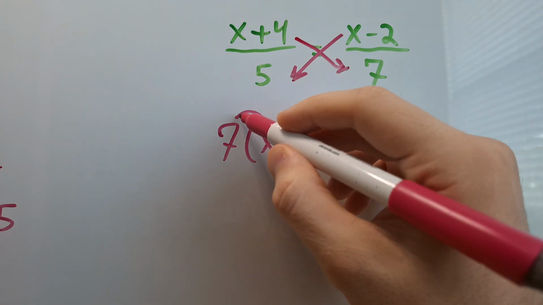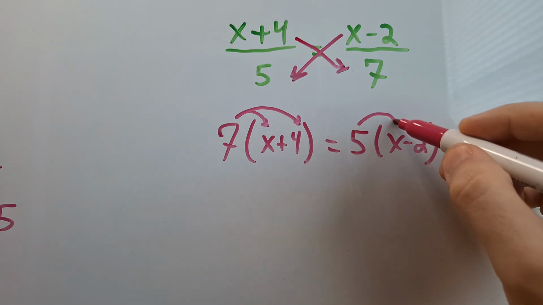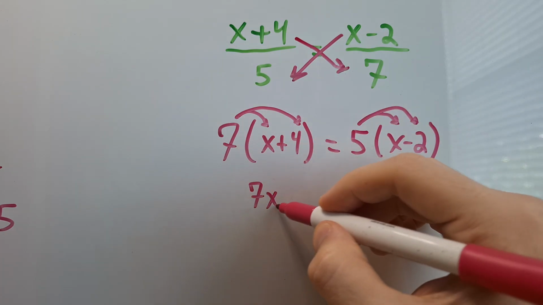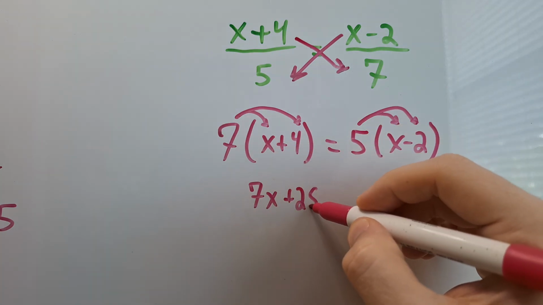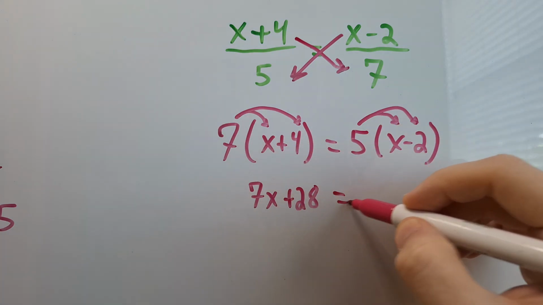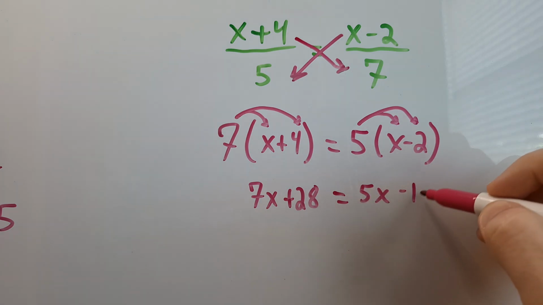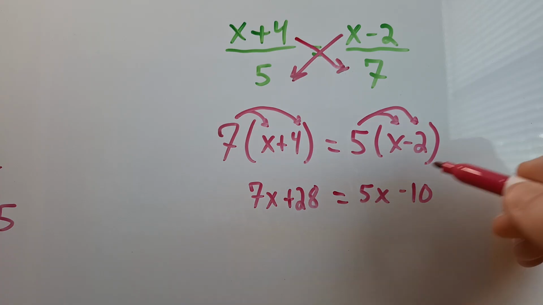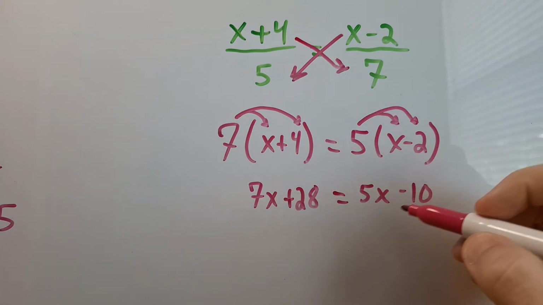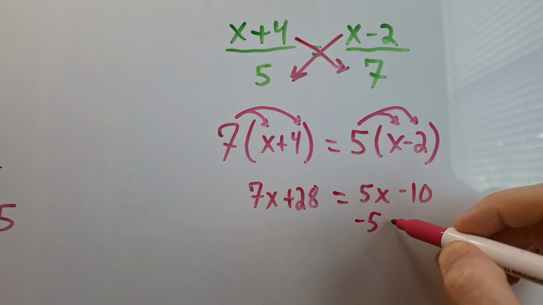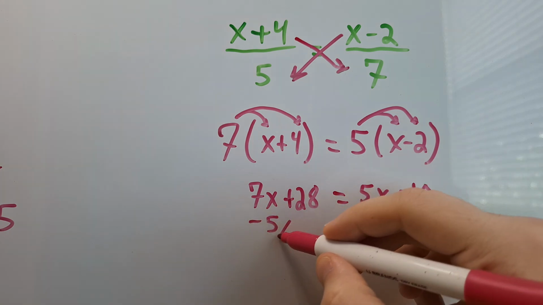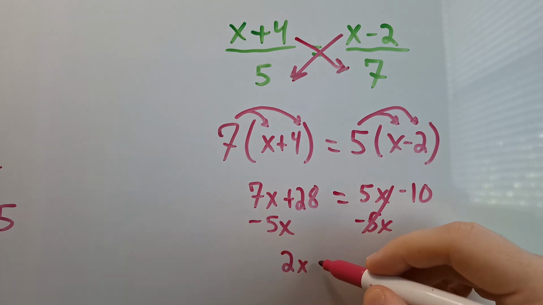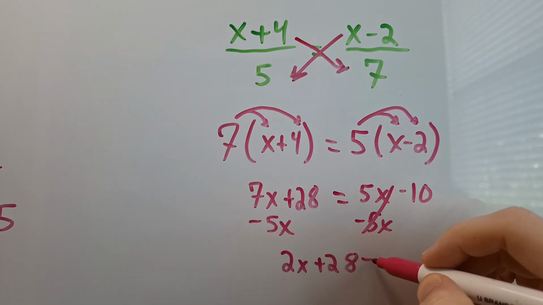Now we distribute. This gives me 7x plus 28 equals 5x minus 10. Subtract 5x, I would do that preferably because I like my coefficients being positive most of the time, so I'll do that. This gives me 2x plus 28 equals negative 10.